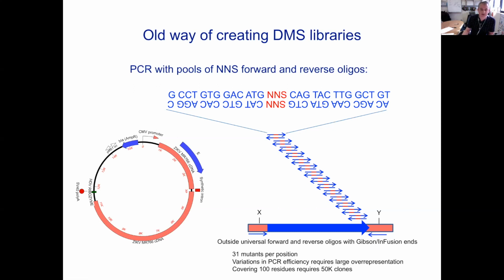And again, you just need to understand how many mutants you need to generate and how large a virus pool, plasmid pool you need to make sure that you've generated all possible mutants.